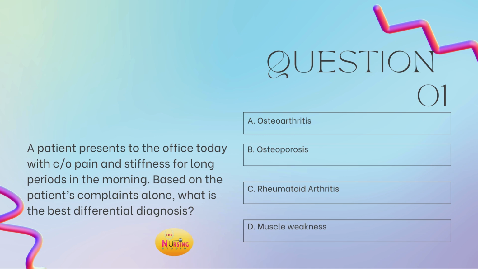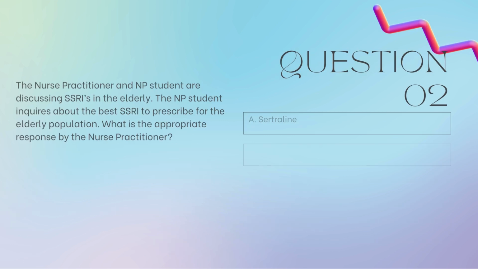But one of the key things I'd like y'all to remember: with osteoarthritis, the pain is for short periods of time. It's brief periods in the morning, right? The pain and stiffness. Whereas with rheumatoid arthritis, that pain and stiffness in the morning are for long periods of time. So pay attention to that if they ever give you that duration as a description. So C, rheumatoid arthritis is the best answer.